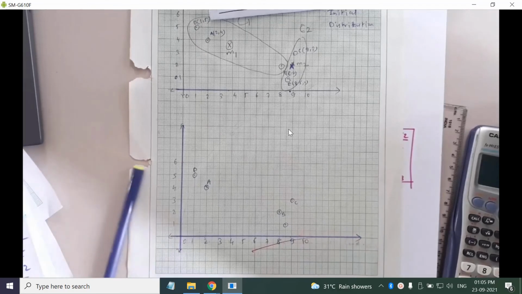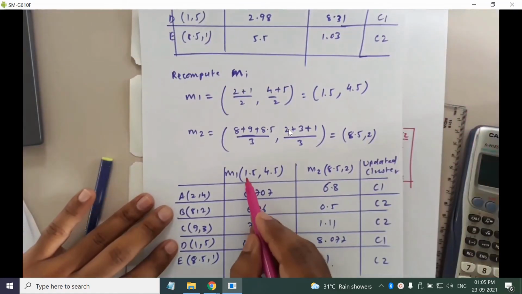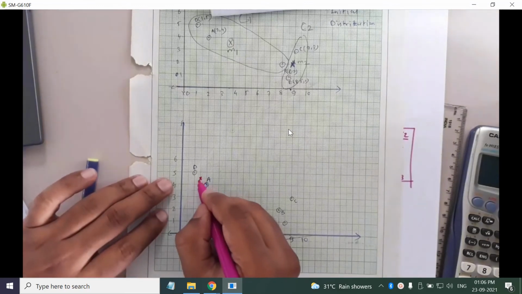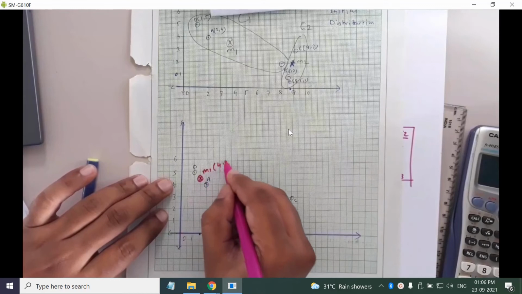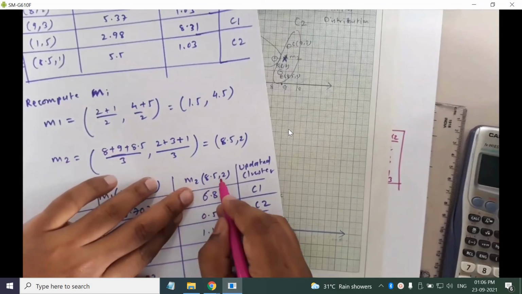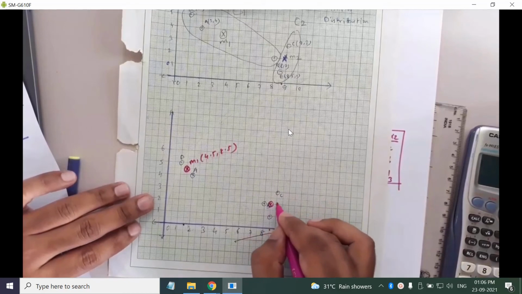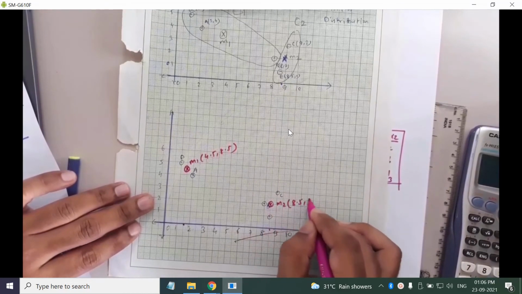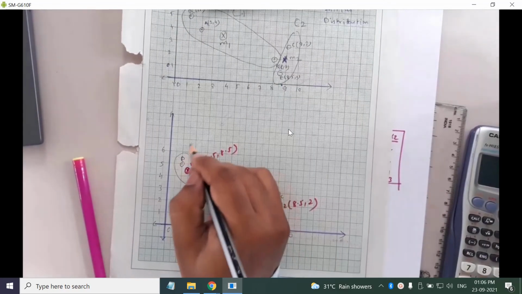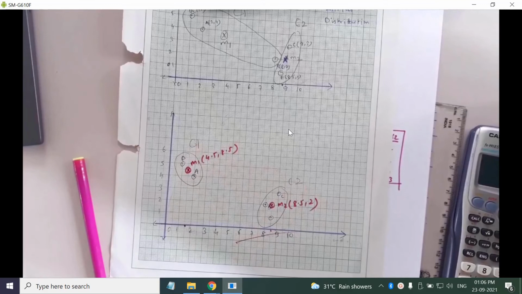Okay, and plot the centroids that we have got. The centroids are this one, 1.5, 4.5. Plot it, 1.5 and 4.5. This is my M1. And M2 is 8.5, 2. So this is my cluster C1 and C2. So the k-means algorithm works.